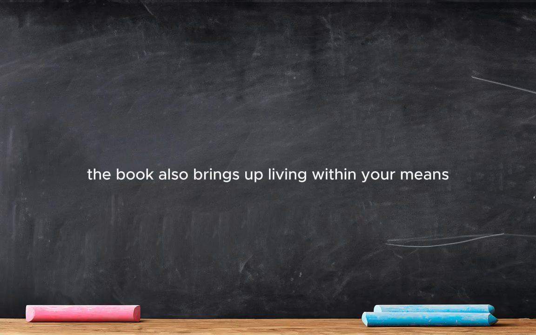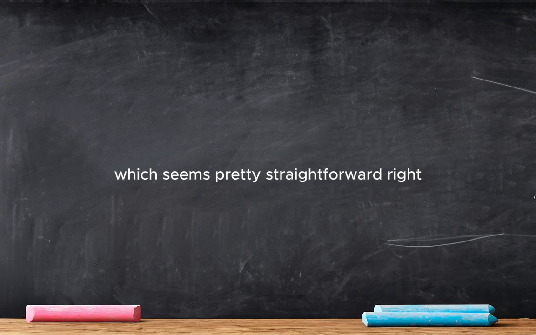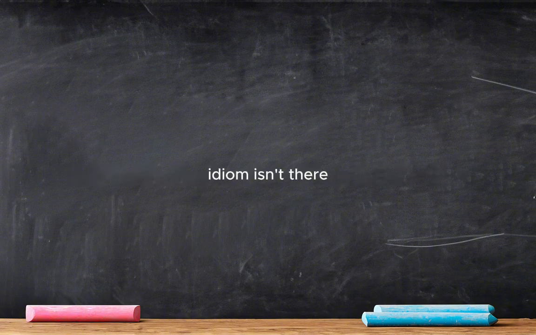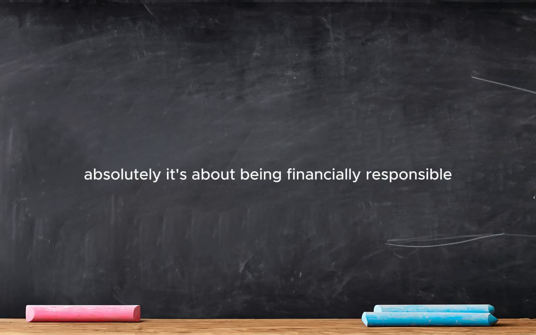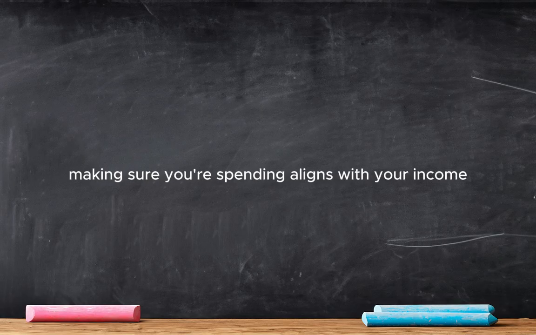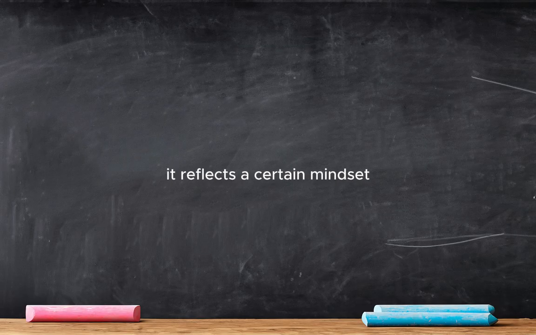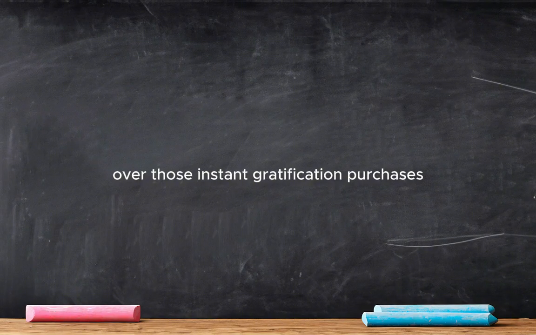Got it. Now, the book also brings up living within your means, which seems pretty straightforward, right? Spend less than you earn, that kind of thing. Yeah, basic budgeting. But I feel like there's a whole philosophy behind that idiom, isn't there? Absolutely. It's about being financially responsible, making sure your spending aligns with your income for sure. But it's not just about practicality. It reflects a certain mindset, a way of approaching money that emphasizes stability and long-term security over those instant gratification purchases.